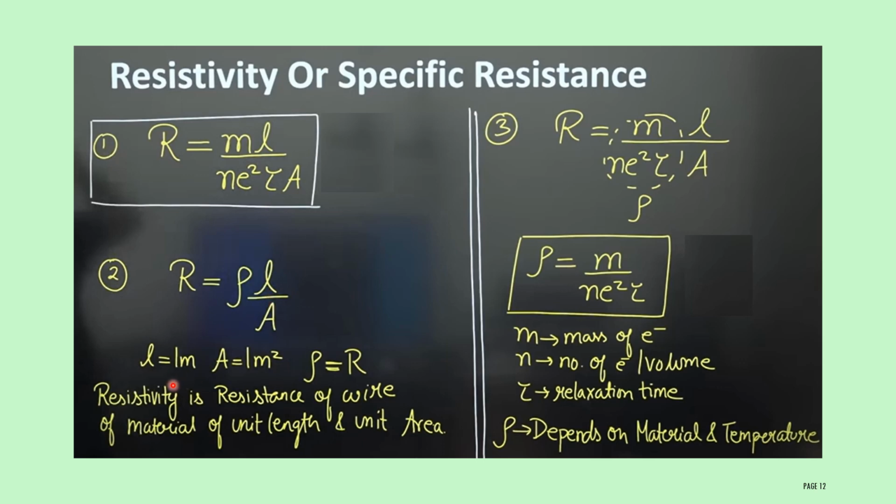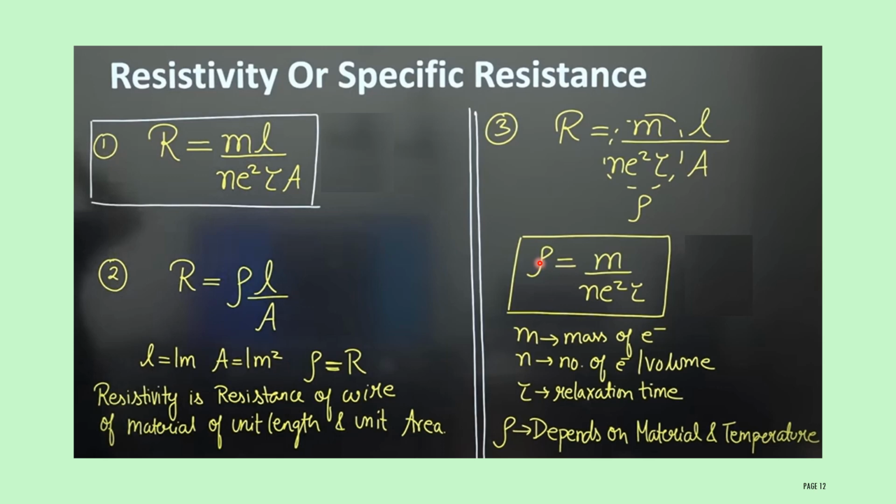Then if you want to define resistivity, two important things you have to consider. Length should be 1 meter, and area should be 1 meter square. In that particular case, specific resistance rho will be equal to resistance R. That resistance we will call resistivity or specific resistance. Resistivity is the resistance of a wire of a material of unit length and unit area.